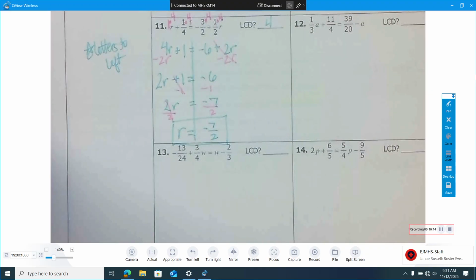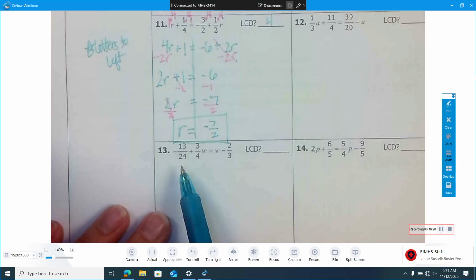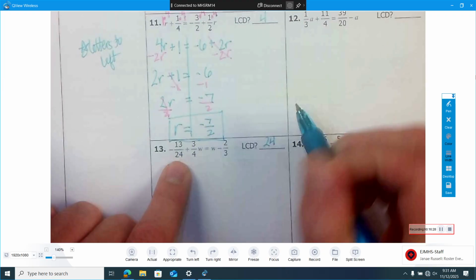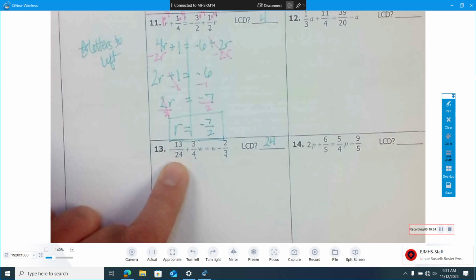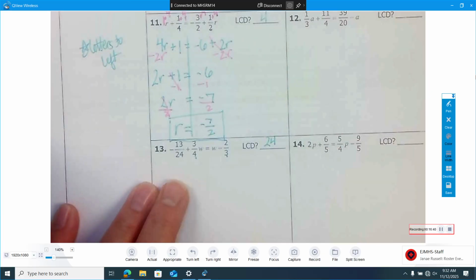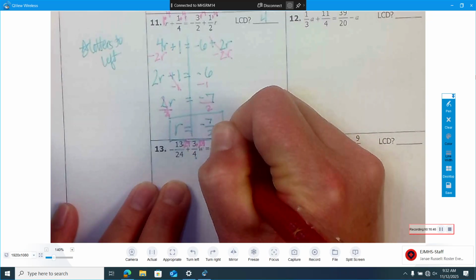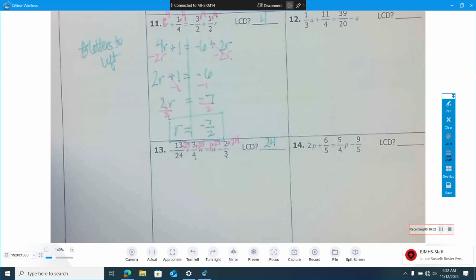Let's look at number 13. On number 13, we have denominator of 24, a denominator of 4, and a denominator of 3. What's the least common denominator? Yeah, it does happen to be 24. 24 divides evenly by 4, and it divides evenly by 3, so that's a great one to do. All right, so I am going to multiply every single term by 24. I'm going to put it in the numerator. So times by 24, times by 24. Don't forget the 1 times 24 and the last fraction times 24. Everything gets multiplied by 24.